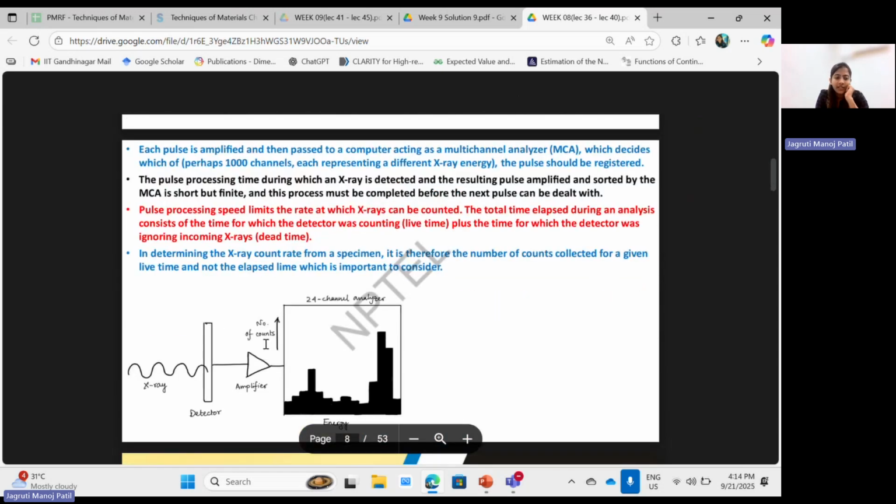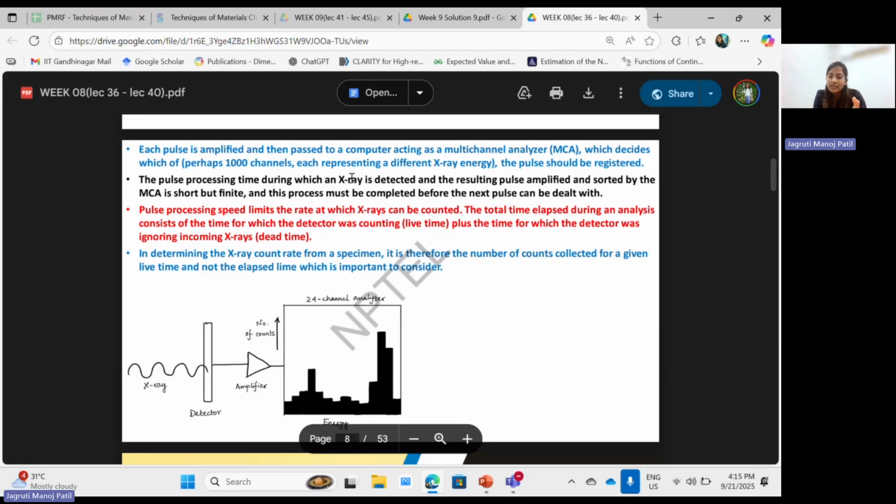So now when you have something like this, each and every pulse is first amplified, passed to a computer where it has a channelizer. The analyzer will decide which particular pulse represents which type of energy, and further the pulse is then registered.